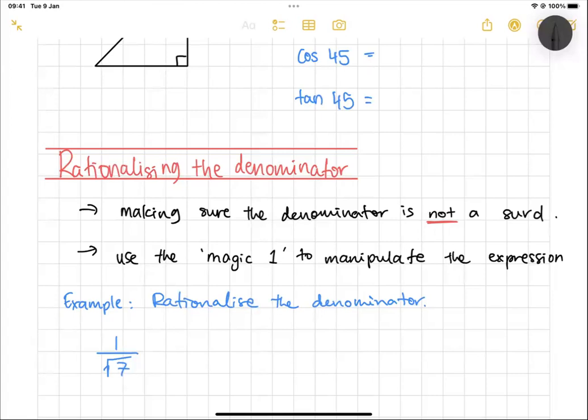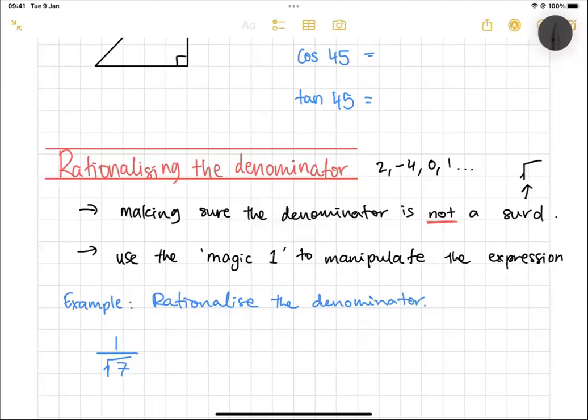So rationalizing the denominator is basically making sure that the denominator is not a surd. We know what a surd is. A surd has something to do with square roots, cube roots, and whatnot. If I look at the word rationalizing, the word rational comes to mind, right? In math, rational numbers are numbers like 2, -4, 0, 1, and so on. These are rational numbers.